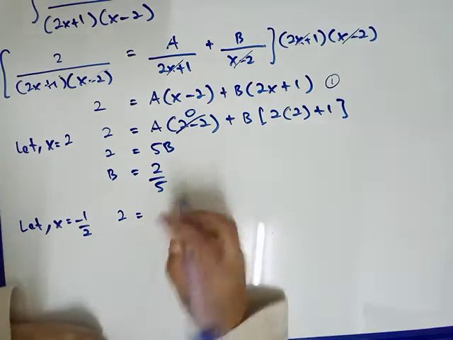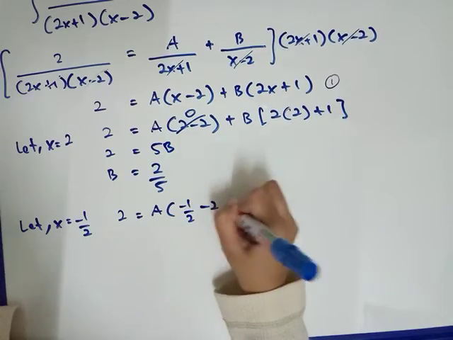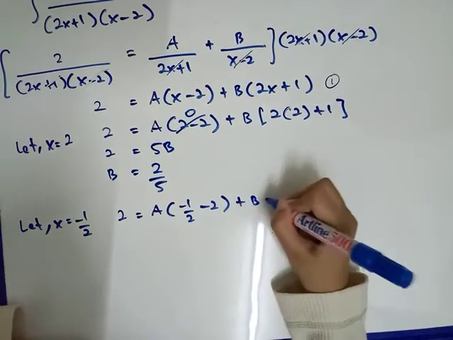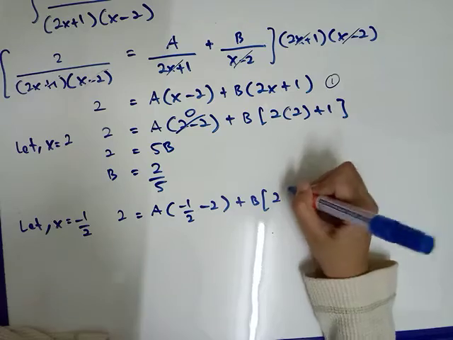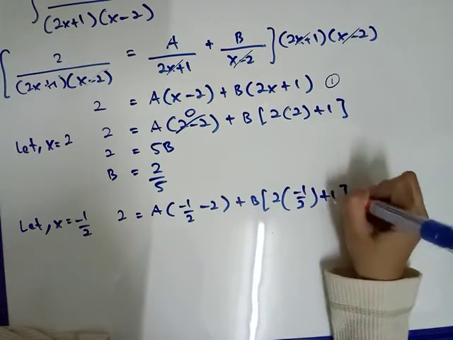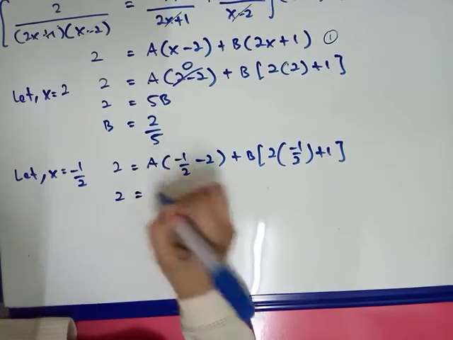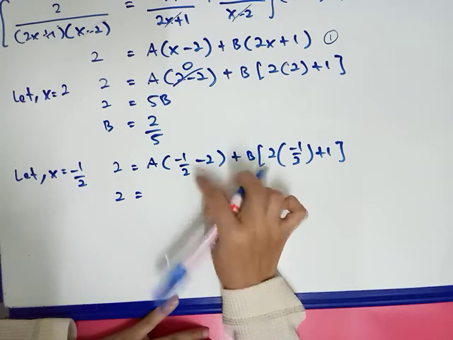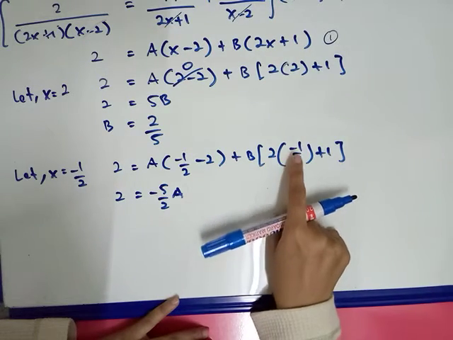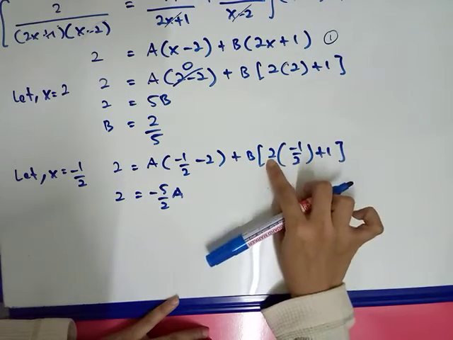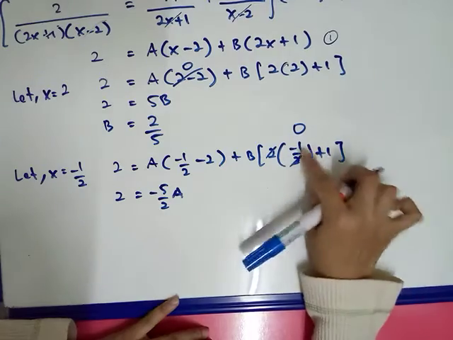Okay, from equation 1, a times x, where x is negative 1 over 2, minus 2, plus b, is 2. This x, we need to substitute the value negative 1 over 2, plus 1. Okay, and then solve it. 2 is equal to negative 1 over 2 minus 2, you will get negative 5 over 2 a. Then this one, 2 times negative 1 over 2, the 2s cancel. Negative 1 plus 1 is 0.